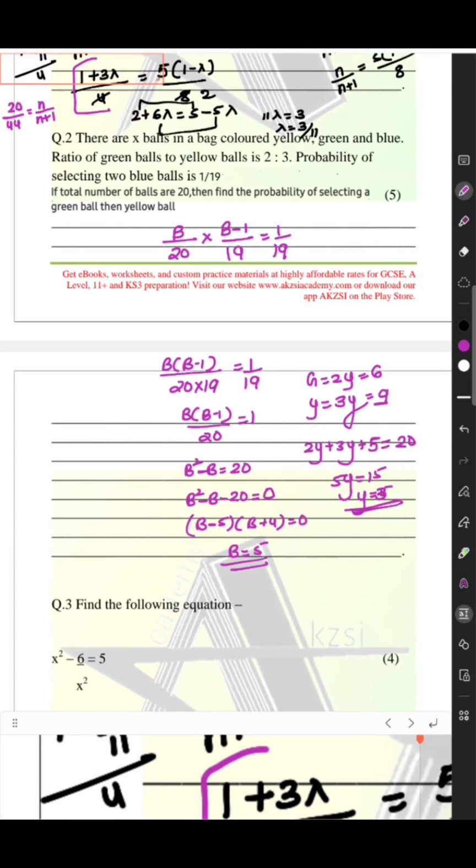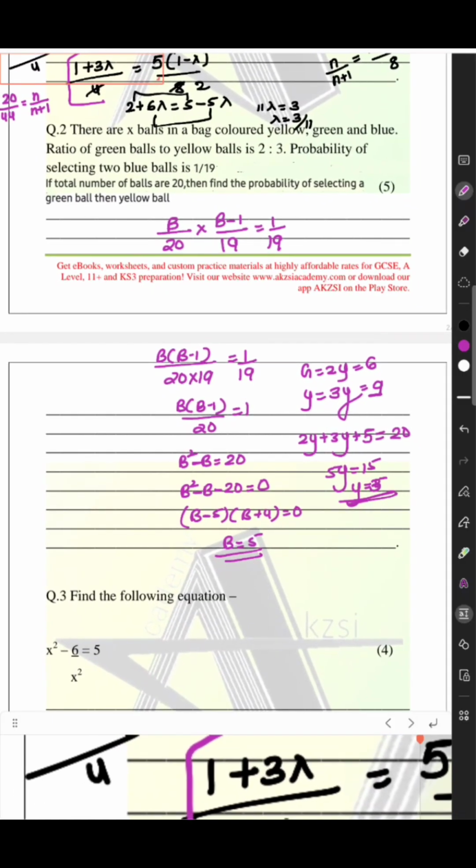Now we have to find the probability of selecting a green and then a yellow. So there are how many green balls? 6. So 6 over 20, and then yellow, so 9 over 19. Let me just simplify it here. This will be 3 and this will be 10. So the answer would be 27 over 190, and that's our probability.